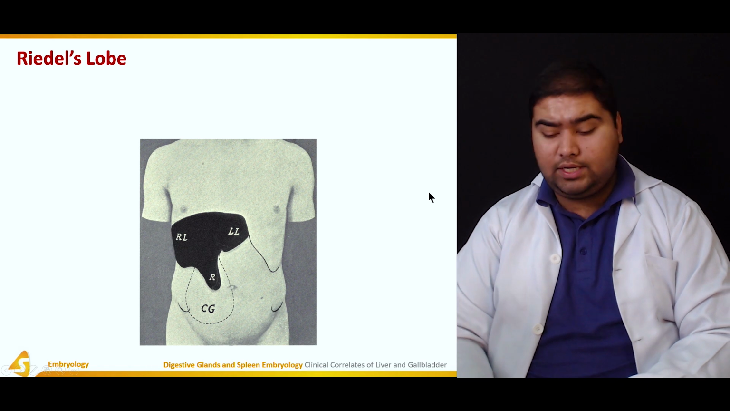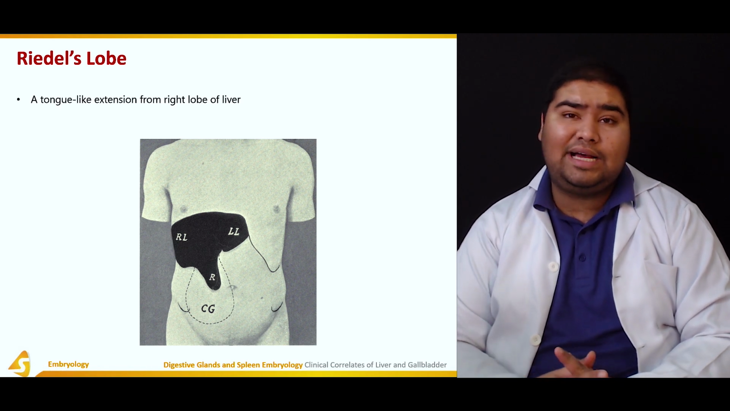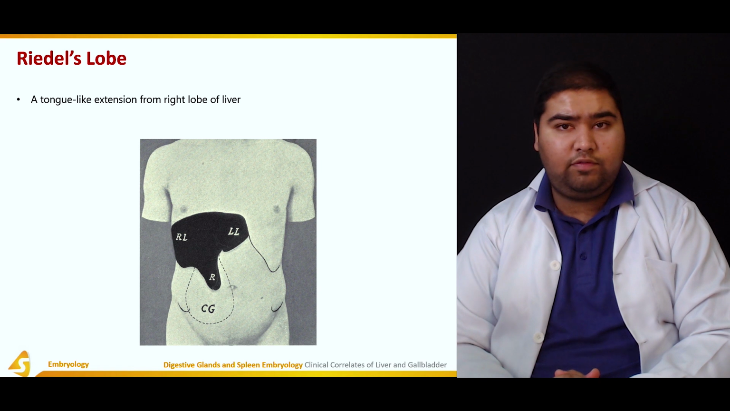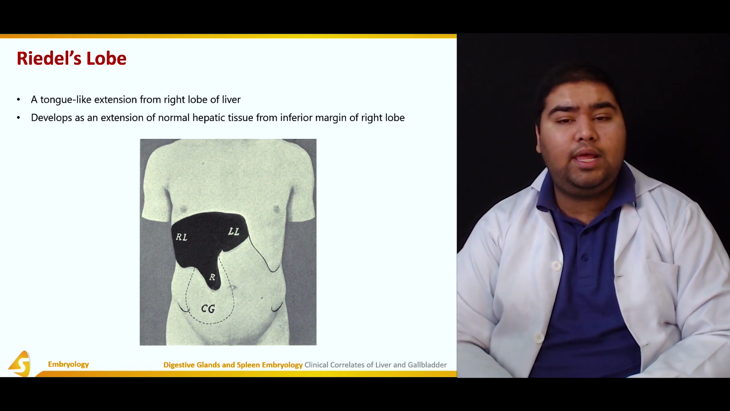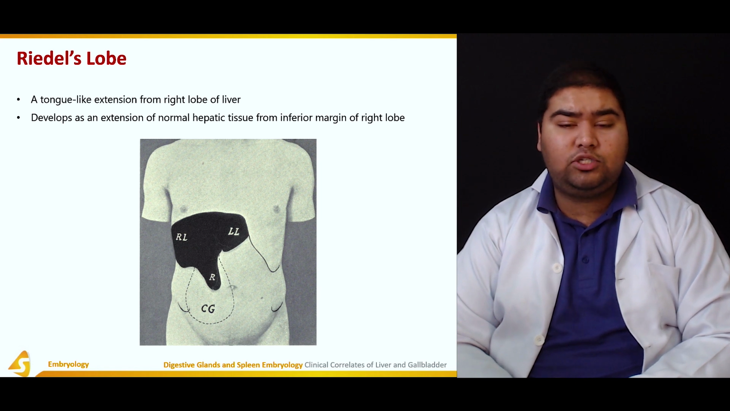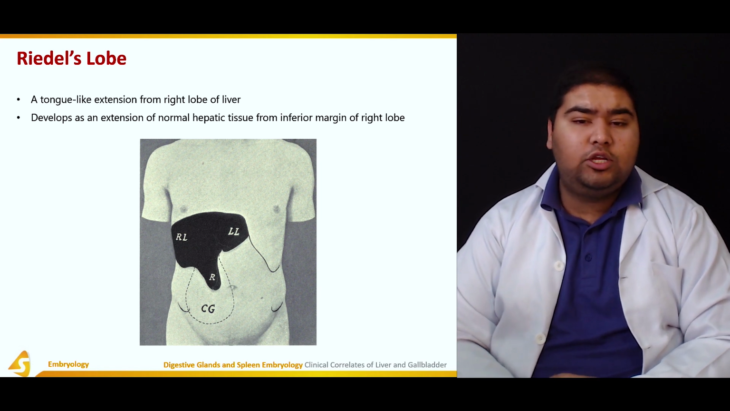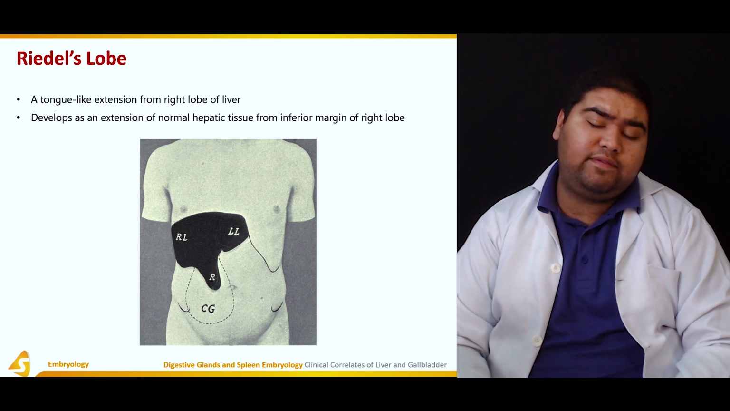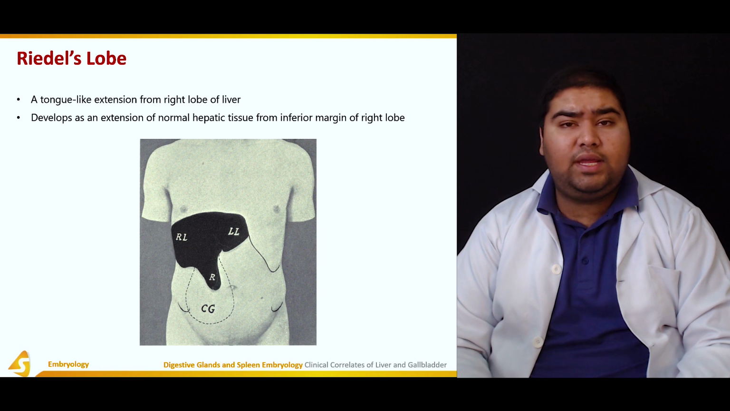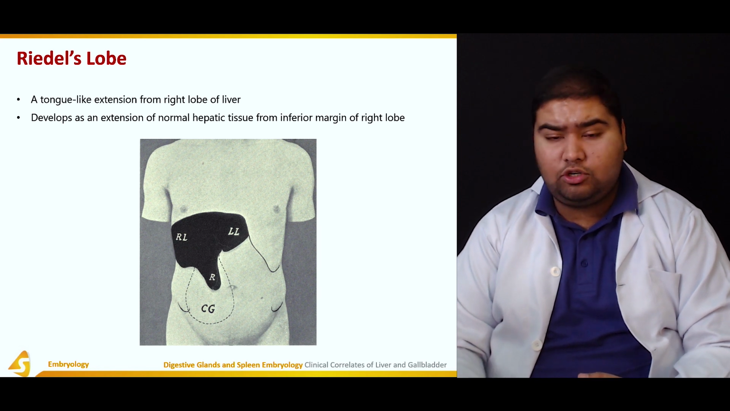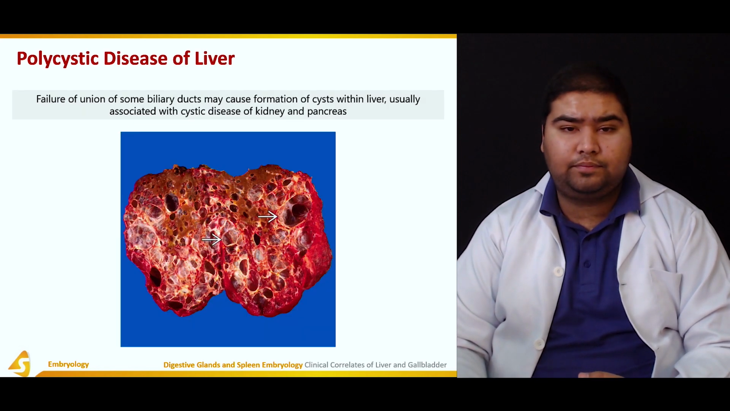Now let's see what Riedel's lobe actually is. It's a tongue-like extension from the right lobe of the liver. It develops as an extension of the normal hepatic tissue from the inferior margin of the right lobe. So here you can see it is being developed from the normal hepatic tissue from the inferior margin of the right lobe of the liver.